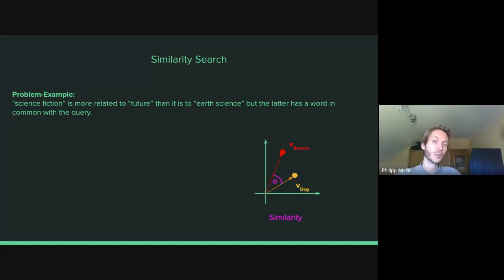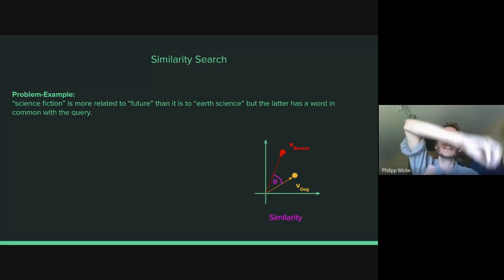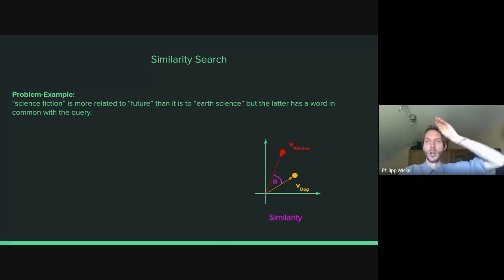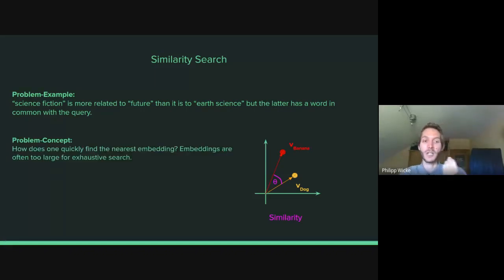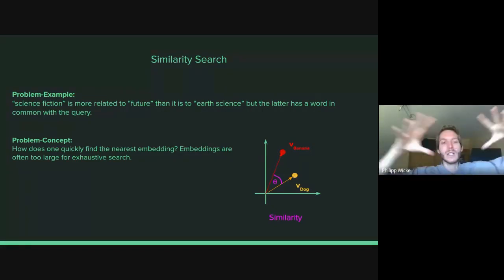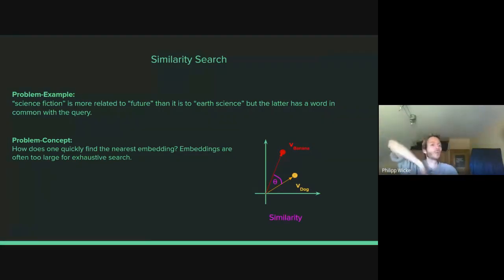We have to search our entire multidimensional space for the nearest. Previously I said, how far is this from that? But now I'm saying, what is close to this one? So now I need to search all of the space around my concept. This will be the problem example. Conceptually, it boils down to how one quickly finds the nearest embedding. If my point in the space is an embedding, embeddings are often too large for an exhaustive search. We cannot go through the entire word embedding to find the nearest neighbor.